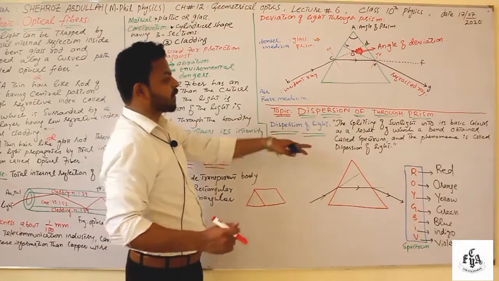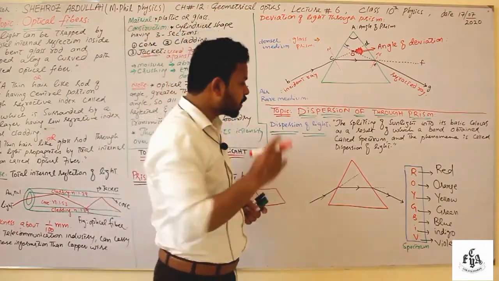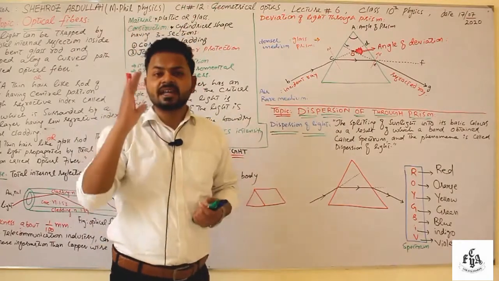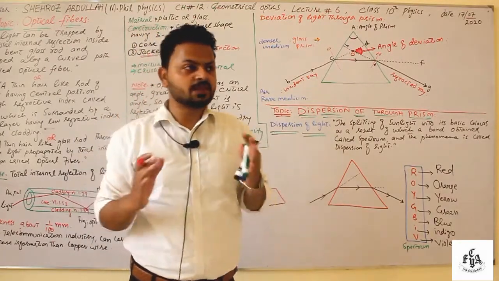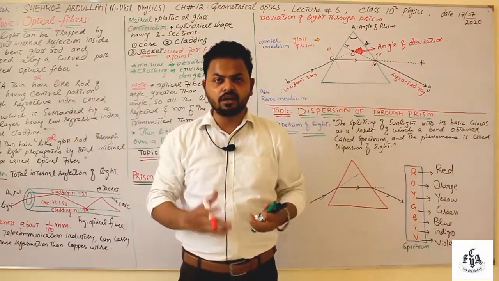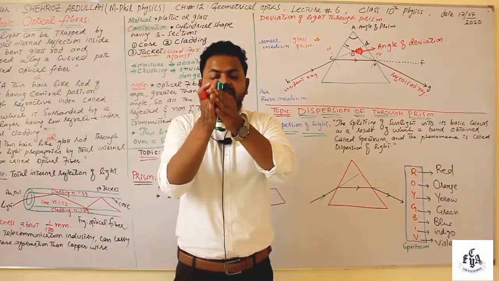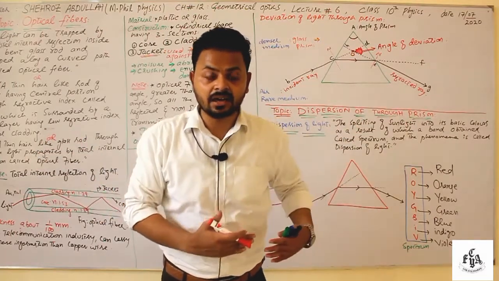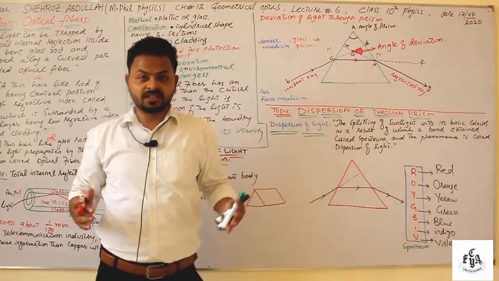So this was all about deviation of light through a prism, and now we are going to discuss what is dispersion of light through a prism. First of all, we understand what dispersion is. Dispersion means when light rays fall on a certain medium and split into their own basic colors. This is known as dispersion of light.